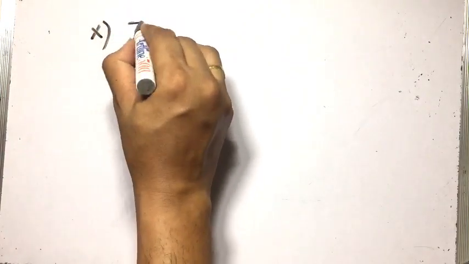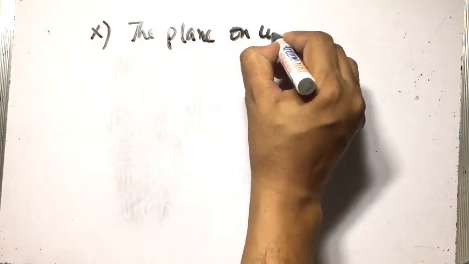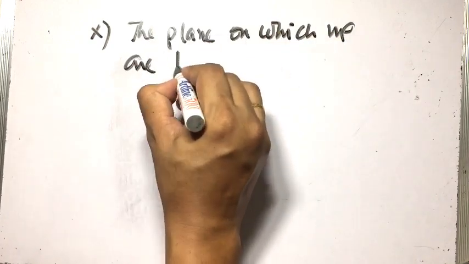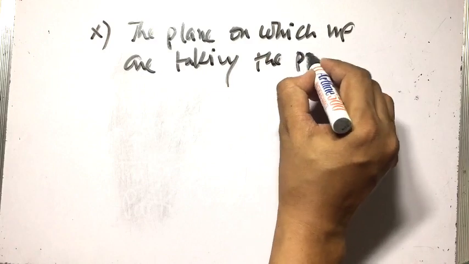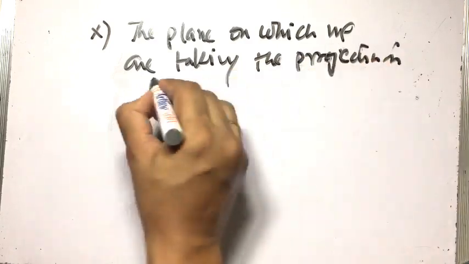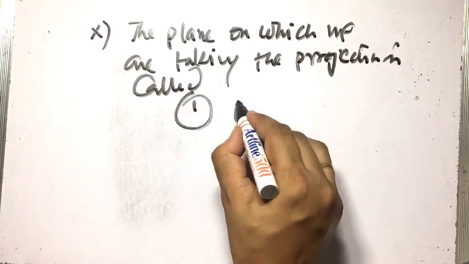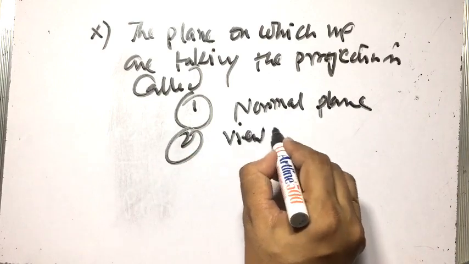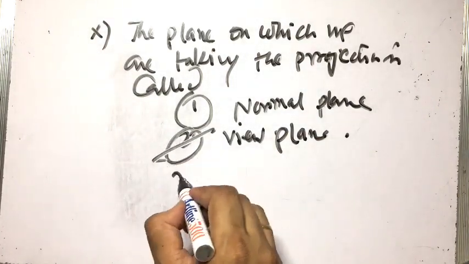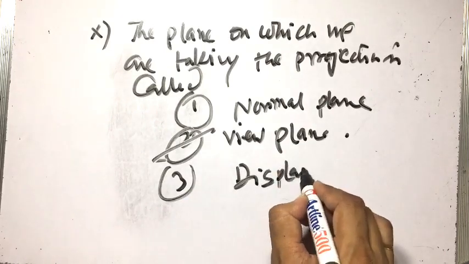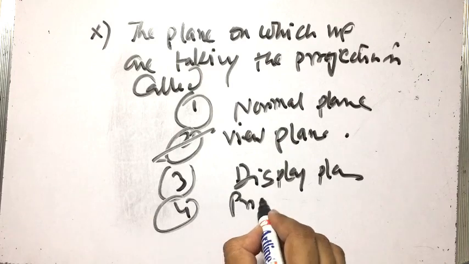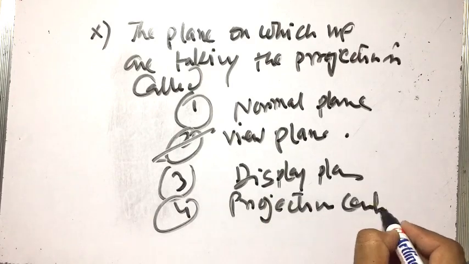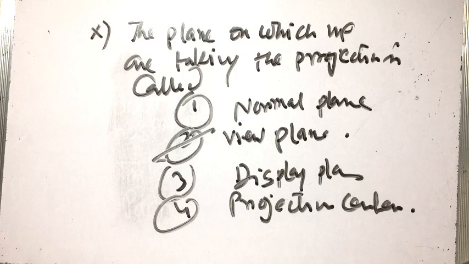Next question, number 10. The plane on which we are taking the projection is called: option A, normal plane, no. Option B, view plane, yes, view plane is the correct answer. Option C, display plane, no. Option D, projection center, not at all. The right answer is view plane, because the projection is to be displayed there.